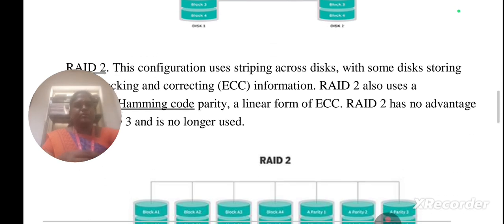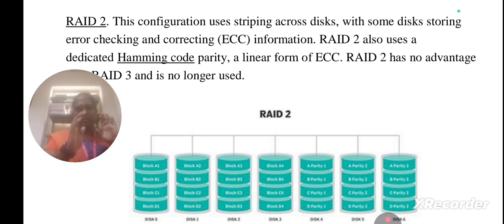RAID 2 means using striping across disks. This is also striping, but with the Hamming code. The Hamming code, an error correction code, is applied for every block, every disk. So the configuration uses striping across disks, with some disks storing error checking and correcting ECC information. RAID 2 also uses Hamming code parity. It is a linear form of ECC, and RAID 2 has no advantage, so it is no longer used.